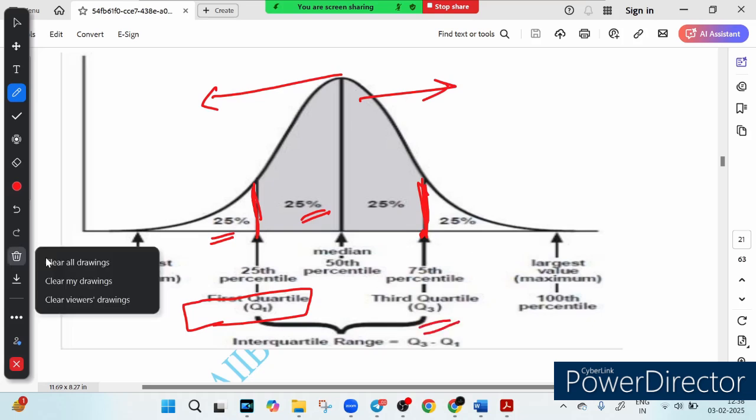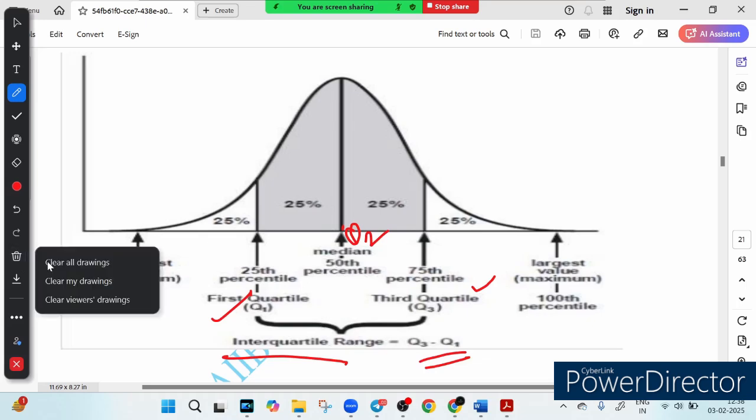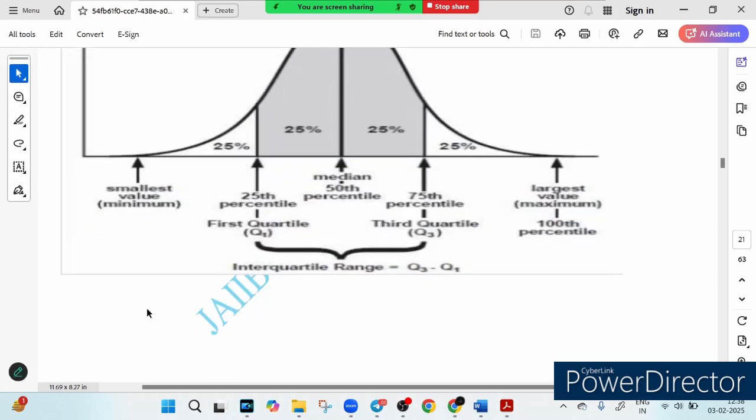So this is the first quartile, which is called Q1. This is the second quartile. Second quartile is always the median, you know it very well. And the third quartile is called Q3, which is called the 75th percentile. So using this graph, you can understand clearly what is the meaning of Q1, Q2, and Q3, right? Q1 first quartile, Q2 which is median, Q3 third quartile, and the interquartile range is Q3 minus Q1. You should also know this parameter, interquartile range, Q3 minus Q1, right?